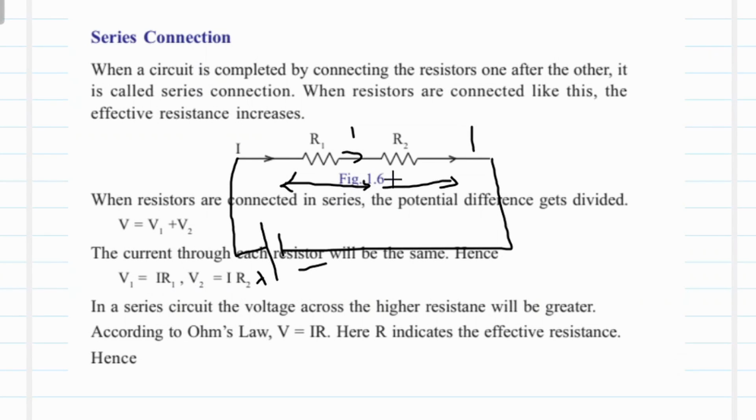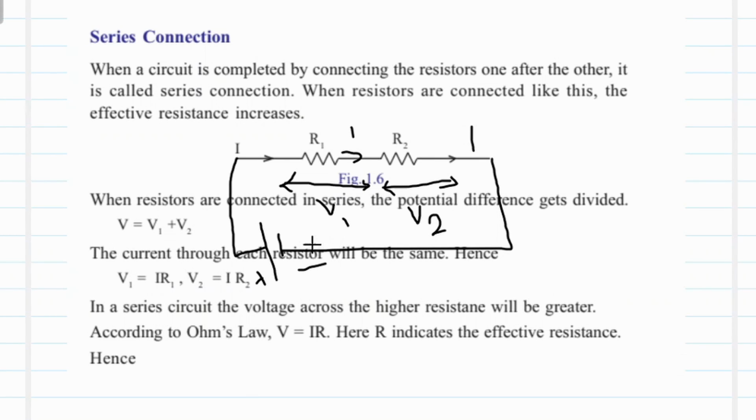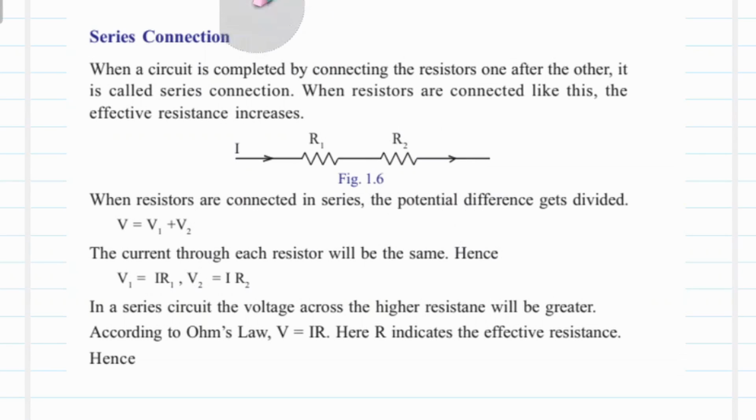When the current passes through R1, the voltage will be V1. After reaching R2, the voltage will change to V2. That means the voltage changes when we use a serial connection. So they are saying that only. When the resistors are connected like this, the total voltage, that means the potential difference, will be divided. That means V equal to V1 plus V2. It's like a divider.